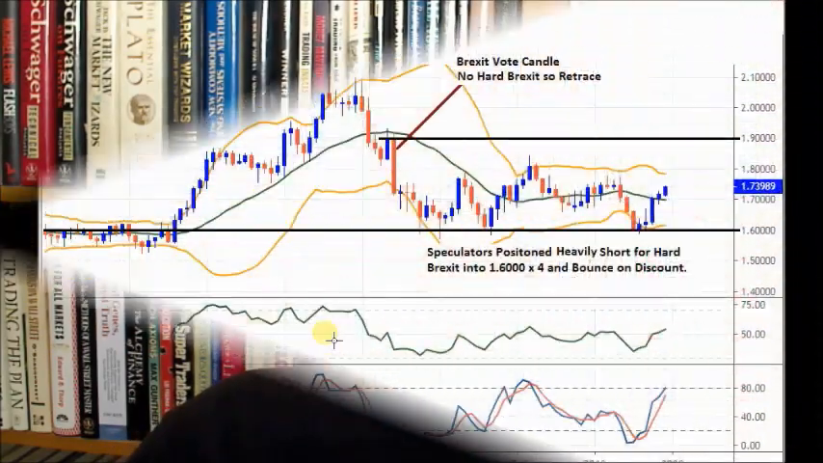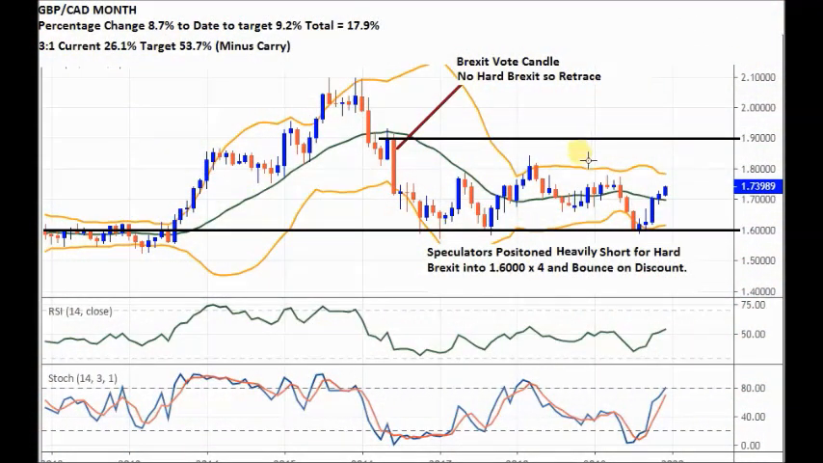Right, let's take a look at the trade setup. GBP CAD, this is the monthly chart. Just want to go through the monthly charts very quickly before we get to the daily chart. In terms of trading big Forex fundamentals, how to set an entry, how to set a target. I also want to talk about percentage change as well, which I'll do in a moment.